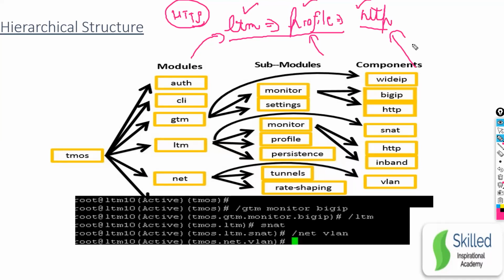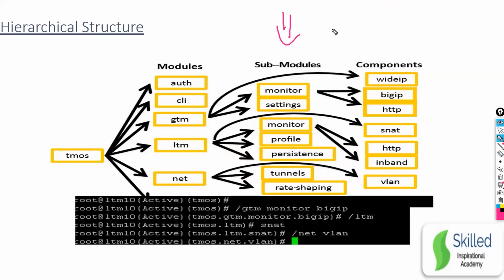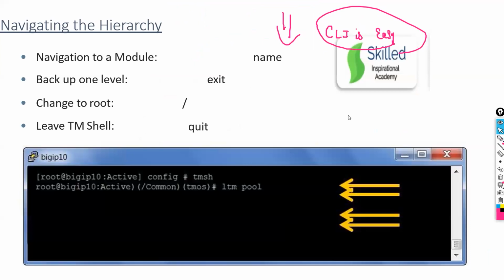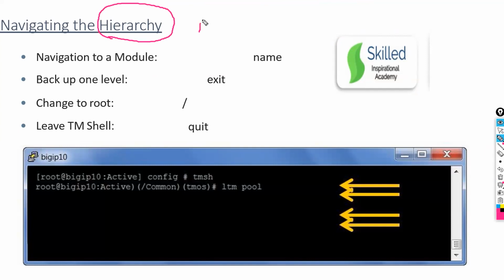Okay. If I want to say SNAT, so see, LTM is directly go to SNAT. Now, guys, these are very important. If you understand this, then CLI is easy. Why? I will show you in the next 2 minutes. Now, guys, since it's a hierarchy or a tree structure, you can jump from one to another. So how I will jump, I will show you.